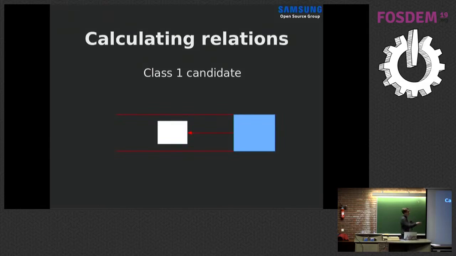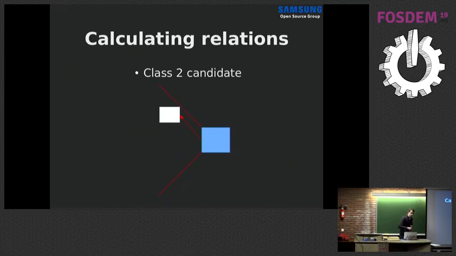What you see here is our reference widget and our candidate. What showed up when we were talking to users is that if the white widget is in the shadow of the blue widget, which means directly on the left side and not above or below the reference widget, then the user expects this widget to be, in this case, the left widget.